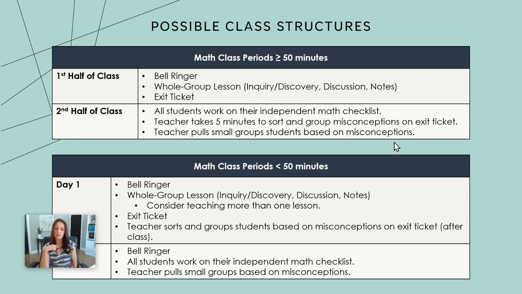If you teach a shorter class period, this is a little harder to do in one class setting. And so you would maybe need to structure it so that you're doing a day 1 where it's the whole group lesson and you give the bell ringer and the exit ticket. And then day 2 is more where you are doing the workshop time and you're pulling the small groups.